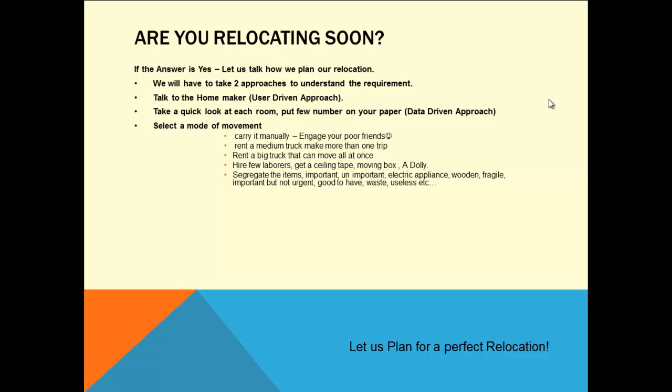Leave it there. Electric appliances: determine which you want. You want so and so number of refrigerators, so and so ceiling fans and everything. You carry them. Wooden, fragile things: make sure that you tape it properly, wrap it properly. Things that are important but not urgent, things that can be in your storage, which are important but still not very urgent. So make a proper strategy.